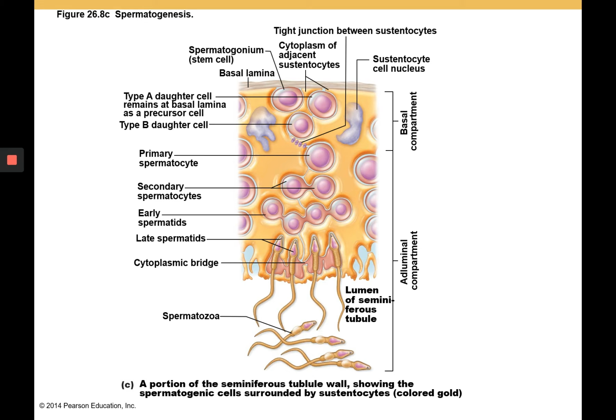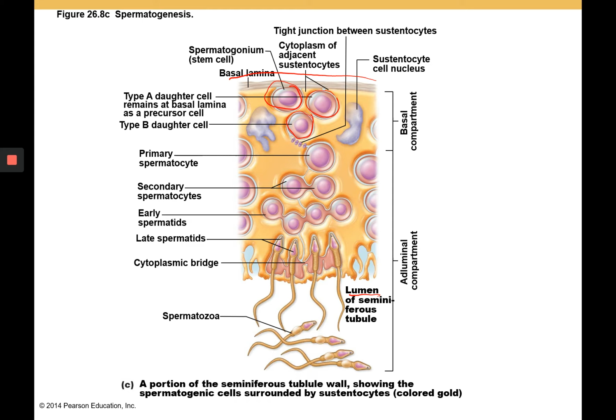So here we've taken just a piece of tubule. Here is our lumen. Here's the outer part of the tube. We'll call that the basal lamina. Before puberty, all that's occurring is these type A and B stem cells are just dividing. They're just performing mitosis to make more of them. At puberty, the type A daughter cell is going to remain at the basal lamina. The type B daughter cell is actually going to start to travel towards the lumen.